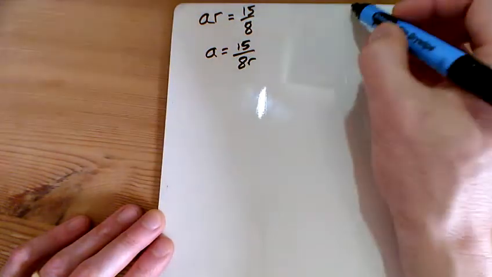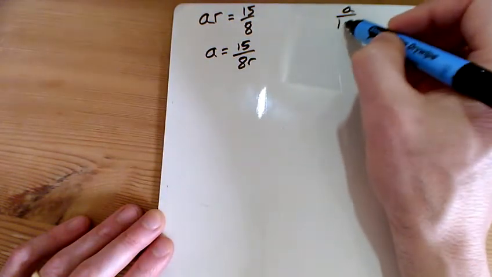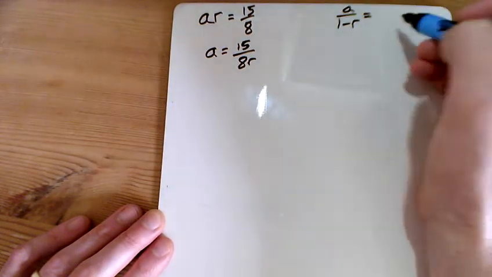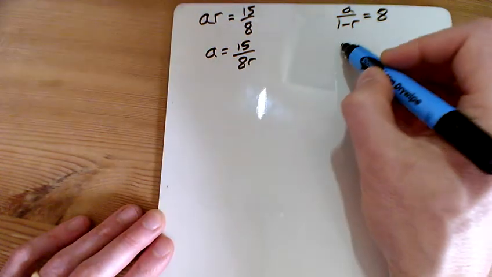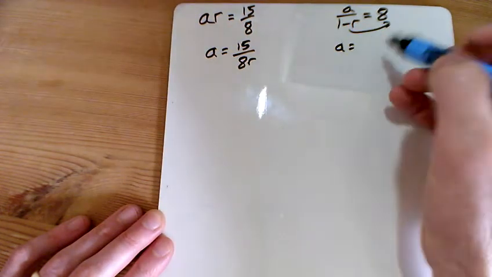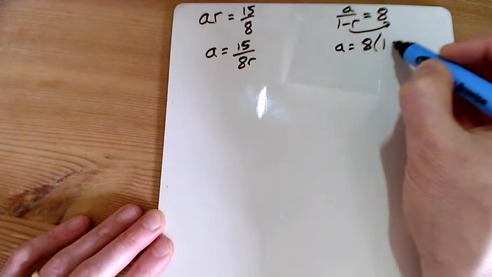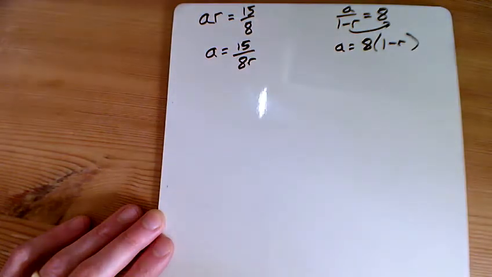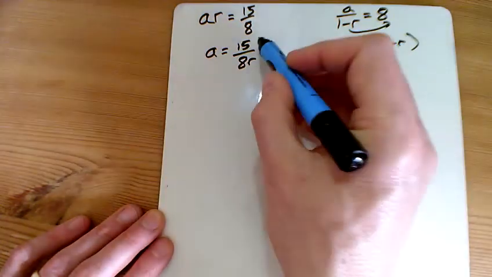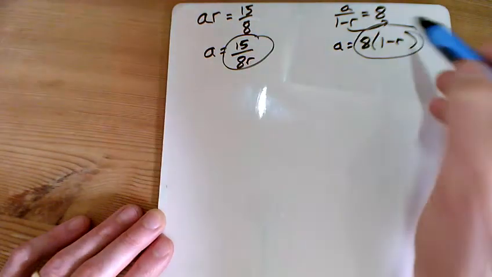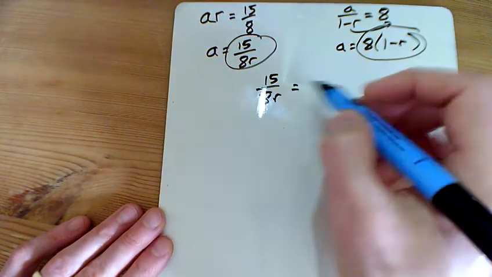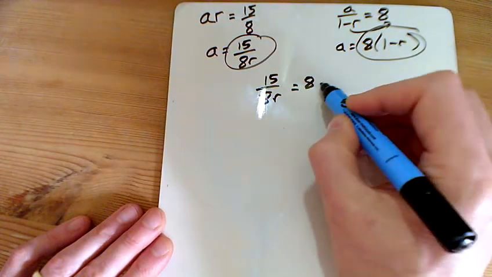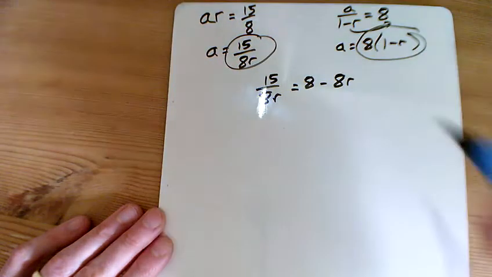The other thing we're told is the sum to infinity. And we know the sum to infinity formula is A over 1 minus R, and that equals 8. And so if I times this up here, I can see that A is 8 lots of 1 minus R. Now both of these equal A, so I'm now going to put these two things equal to each other. 15 over 8R equals 8. I'll multiply that out at the same time.